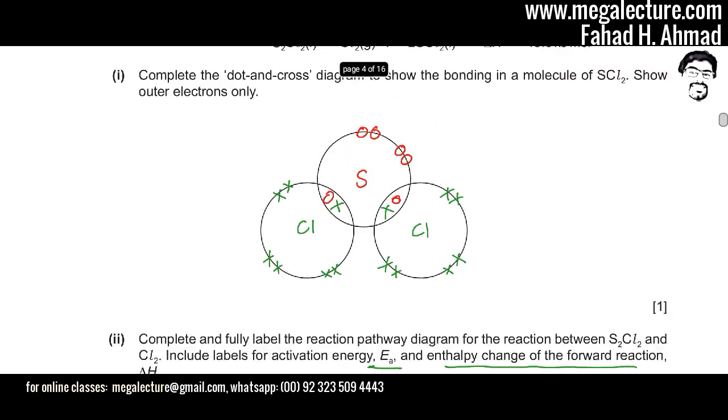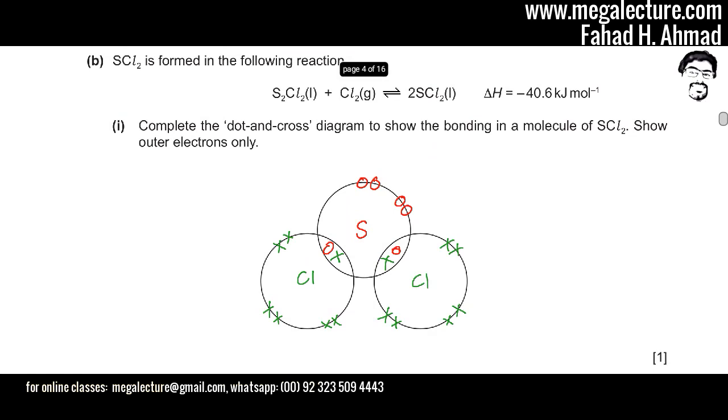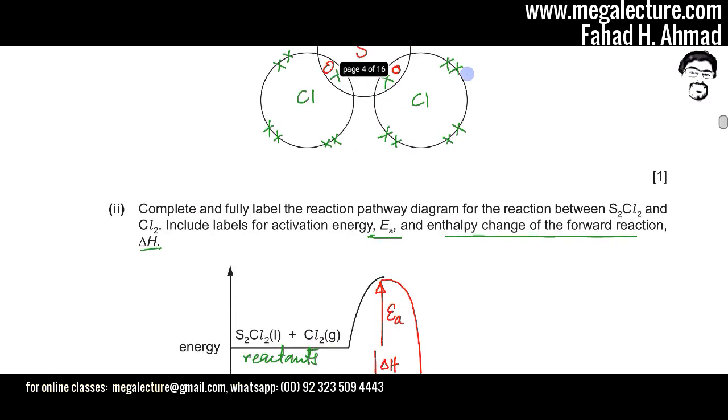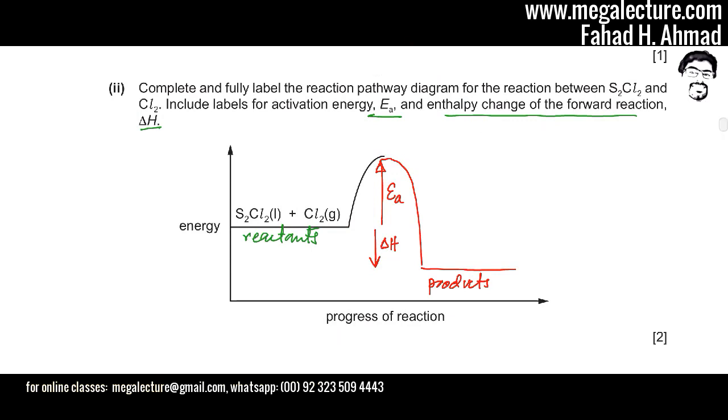Let's go back and look at our equation and see what the products were. SCl2 was the product that was formed. So go back and write your products as well. It's going to be 2 SCl2 molecules that are being produced. So this is your fully labeled energy pathway diagram that we have drawn.